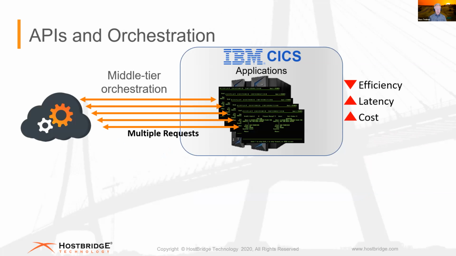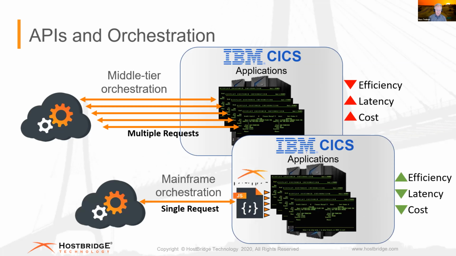For many of our customers, what they're doing is they're using our product to solve this problem. And this problem is where you have something outside the mainframe interacting with a whole series of fine-grained programs or transactions on the inside of the mainframe. And all of these requests, all of this orchestration takes time and costs money. And as a result, the efficiency is low, the latency is high, and the cost sometimes is through the roof.